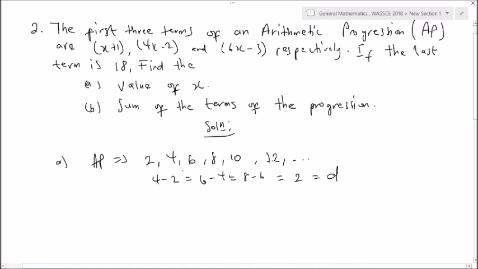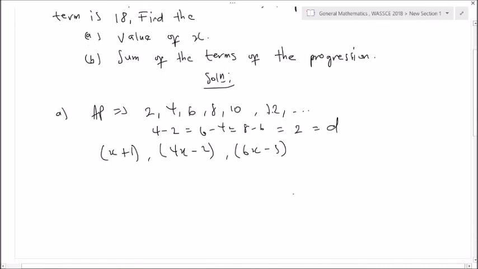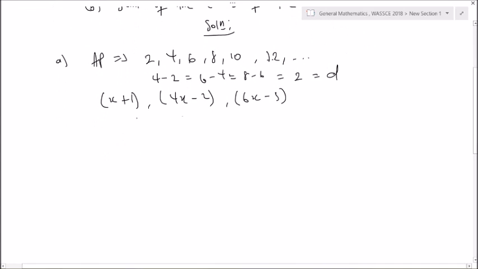Good, so this will help us to solve the first part, that is part A, the value of s. In this problem, we are given that the first term of the AP is s plus 1, the second term is 4s minus 2, and the third term is 6s minus 3. So using the above explanation, we can say that the second term minus the first term is the same as the third term minus the second term.